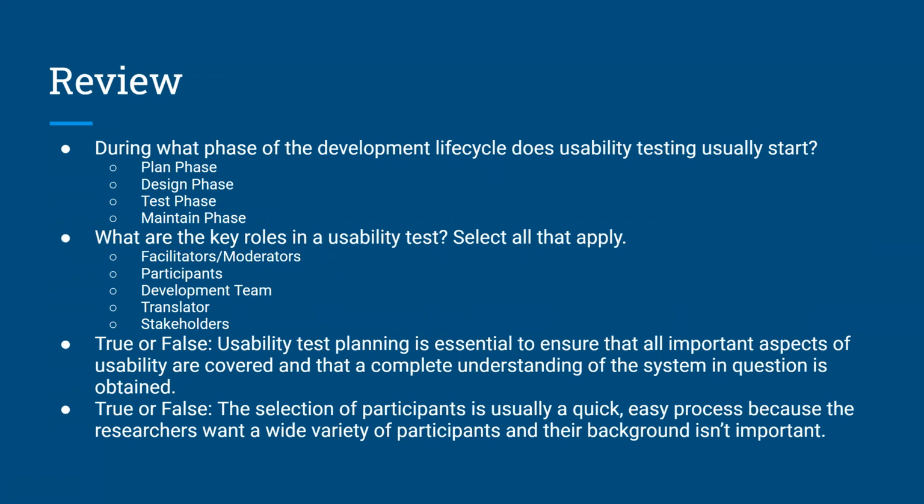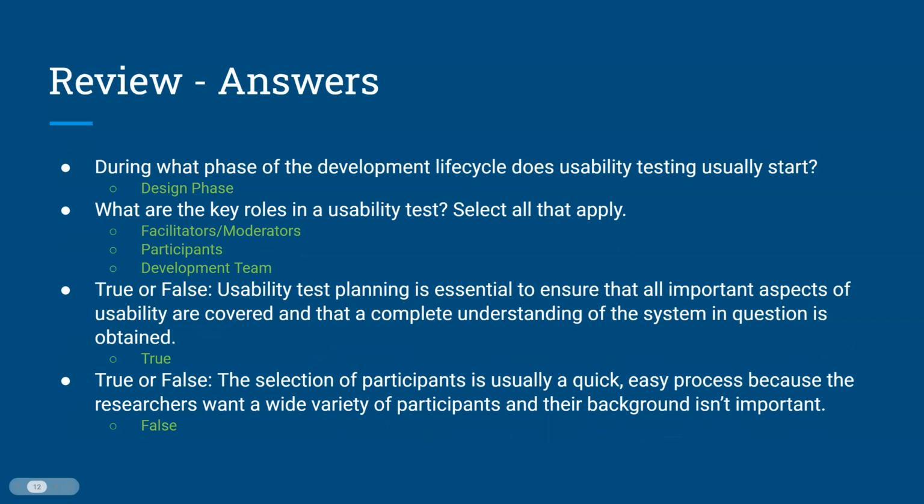True or false, usability test planning is essential to ensure that all important aspects of usability are covered and that a complete understanding of the system in question is obtained. And the last question, true or false, the selection of participants is usually a quick, easy process because the researchers want a wide variety of participants and their background isn't important.